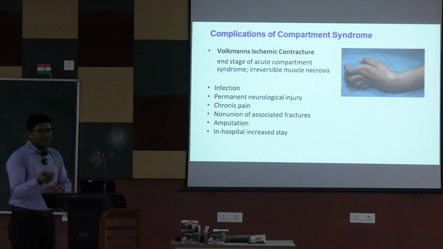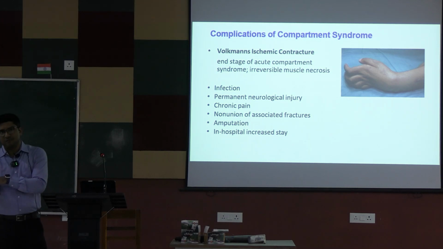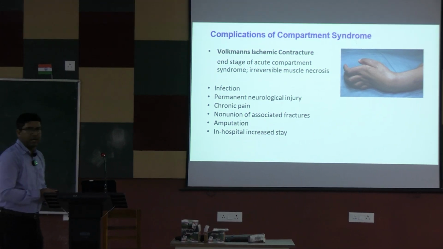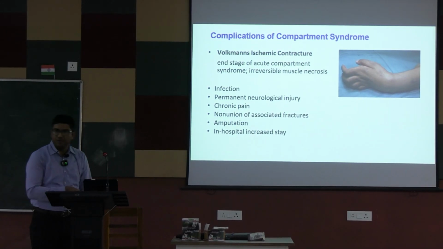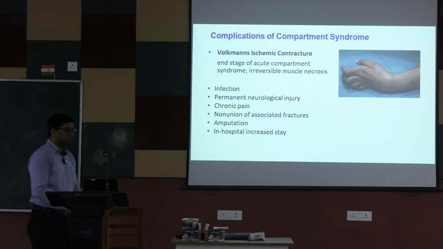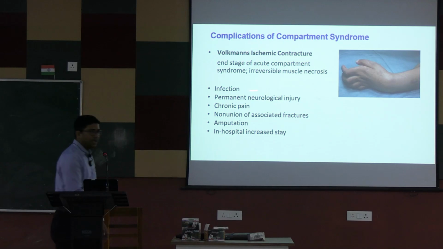Even with a simple forearm fracture, sometimes surgeons operate and close the wound very tightly. Some young patients return with this kind of deformity, and this is very debilitating. In a young patient, this deformity is not fully correctable, all the muscles are fibrotic, and the function is really compromised. So we have to avoid this kind of complication.